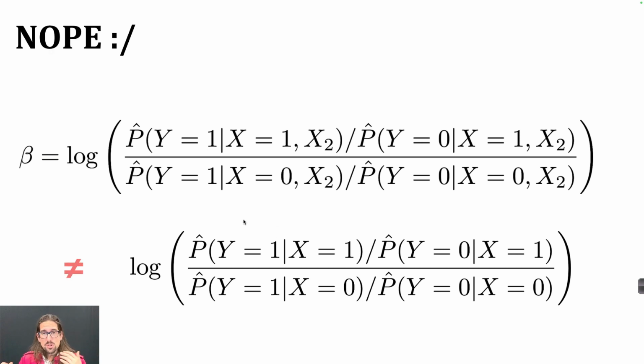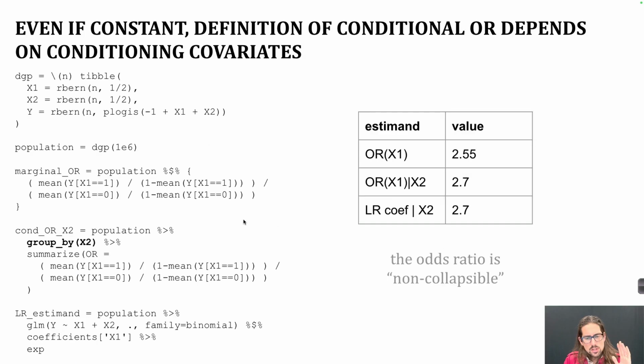And it turns out the answer is no, which is very strange and counterintuitive. Even if it's constant, the definition of this conditional odds ratio depends on what other covariates are in the model. So this is very strange. It takes a minute to wrap your head around. So here, let's set up a data generating process where we have x1 and x2.